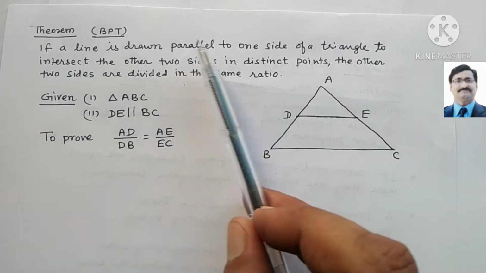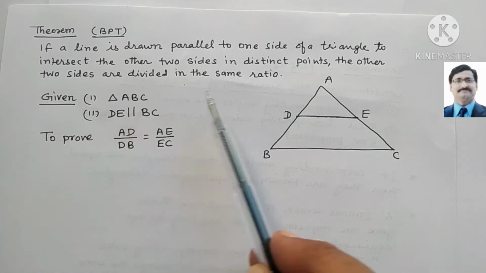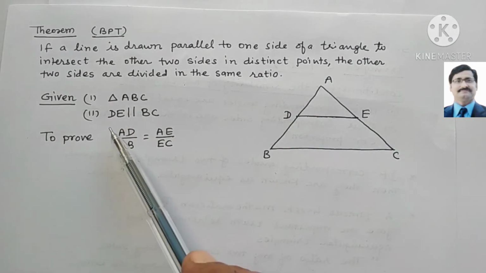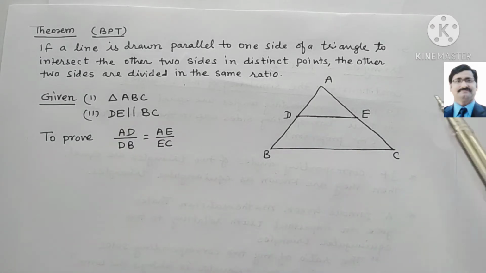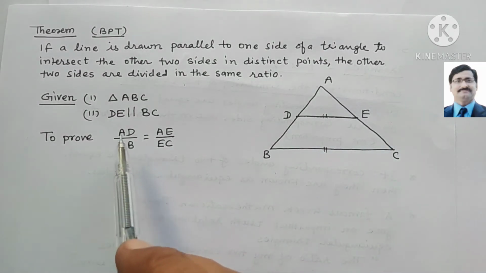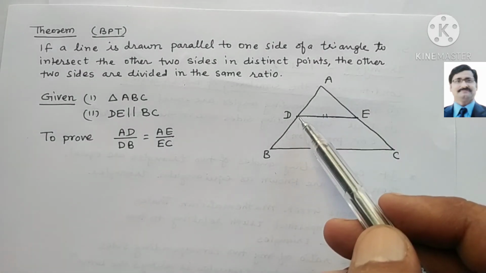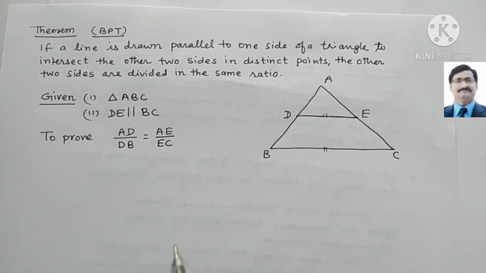Now we can write this statement in short format. A triangle ABC is given, and DE is parallel to BC. Only one case: DE is parallel to BC, these lines are parallel. Now we have to prove that AD upon DB equals AE upon EC. So this is a simple way. Now this statement we have to prove.